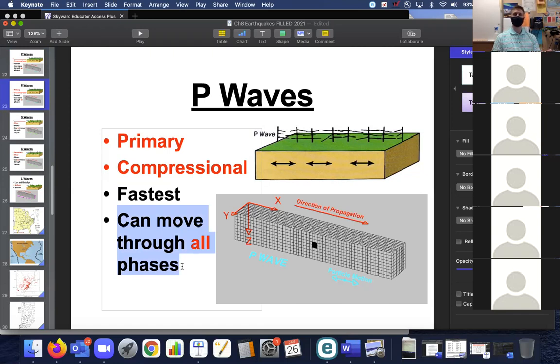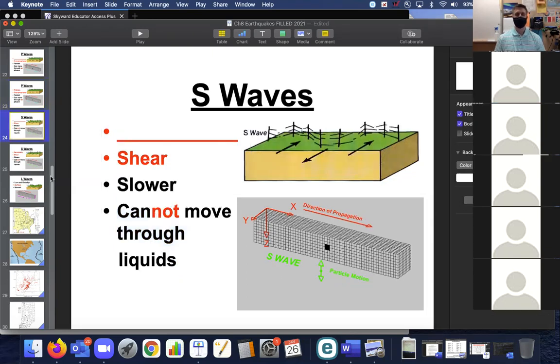And it's not so much liquids like oceans or lakes or anything like that. It's more of the Earth's outer core that's liquid metal. P waves can move through the Earth's outer core, so that's something that's kind of unique about it. And like I said, we'll talk more about that later this week.